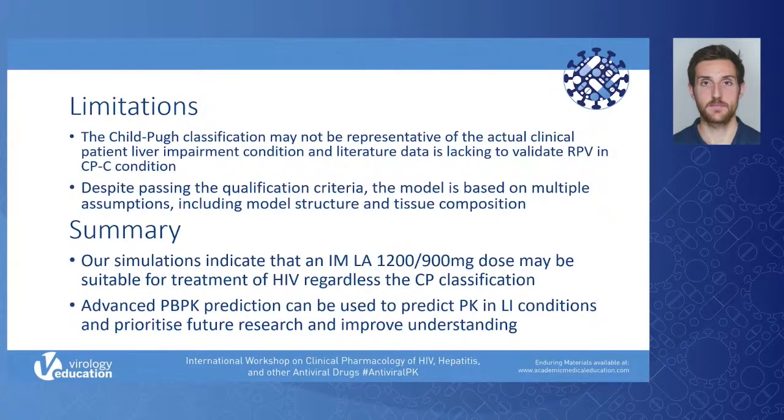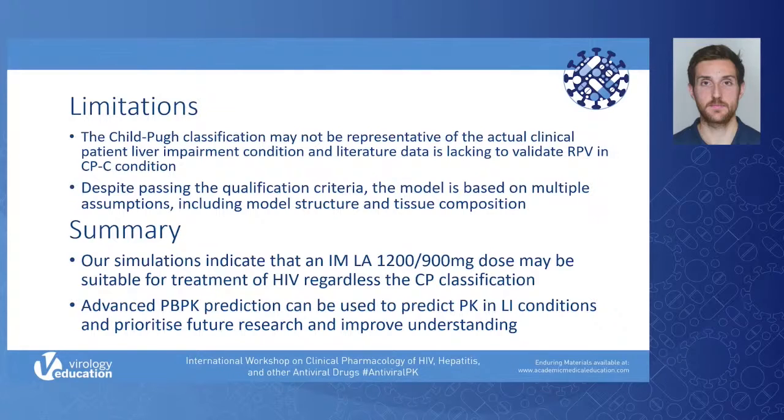There are two main limitations of this approach used in this project. Firstly, the Child-Pugh classification cannot always be suitable to categorize the liver impairment stage of patients in a clinical environment, and secondly, due to the lack of literature data available, rilpivirine in Child-Pugh C classification was not validated, but we are currently working towards extending the qualification for this liver impairment classification to further increase the quality of the simulations.